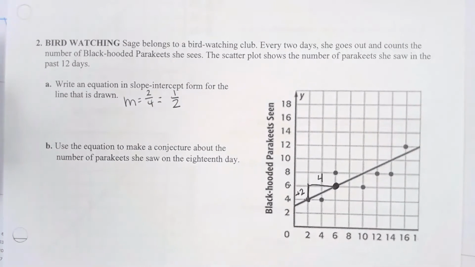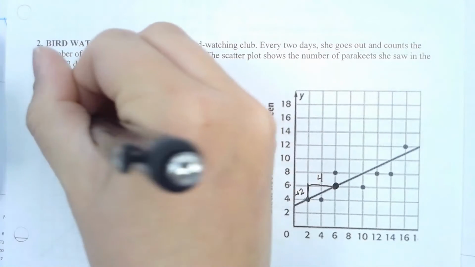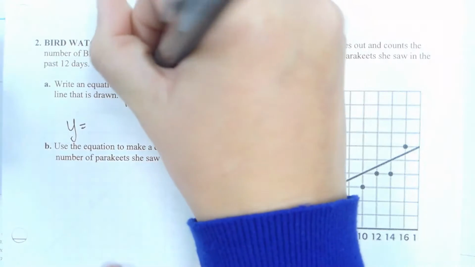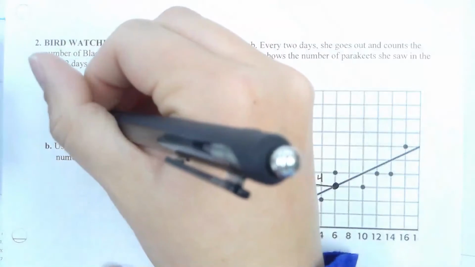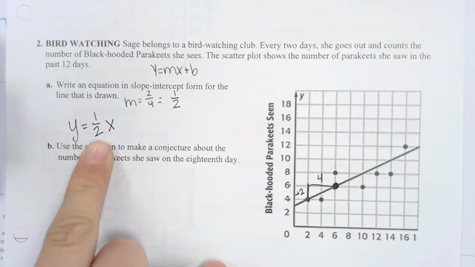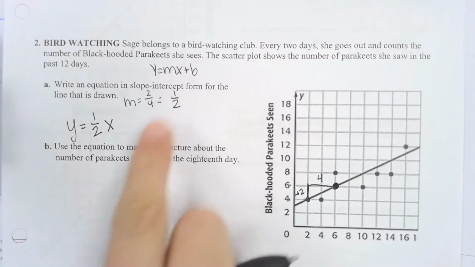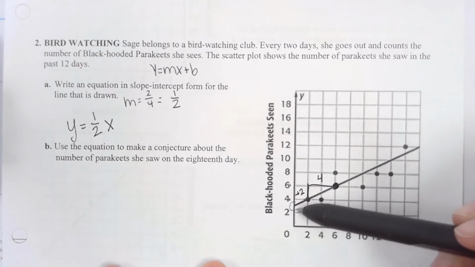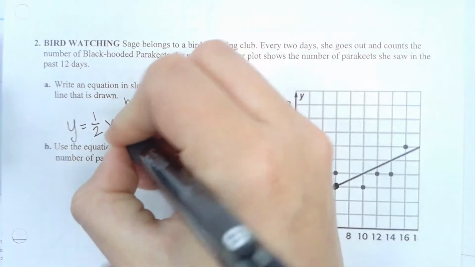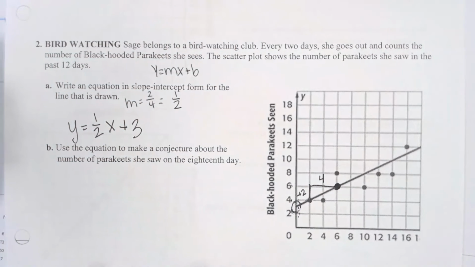Okay, so I know for sure that my equation, so remember slope-intercept form is in the format of y equals mx plus b. So if I have a slope of 1/2, that means that my equation is going to start with y equals 1/2 x. And then don't forget that your plus b is your y-intercept. So looking here, my y-intercept is where it crosses on the y-axis. So that is in between 2 and 4. So I will say plus 3.